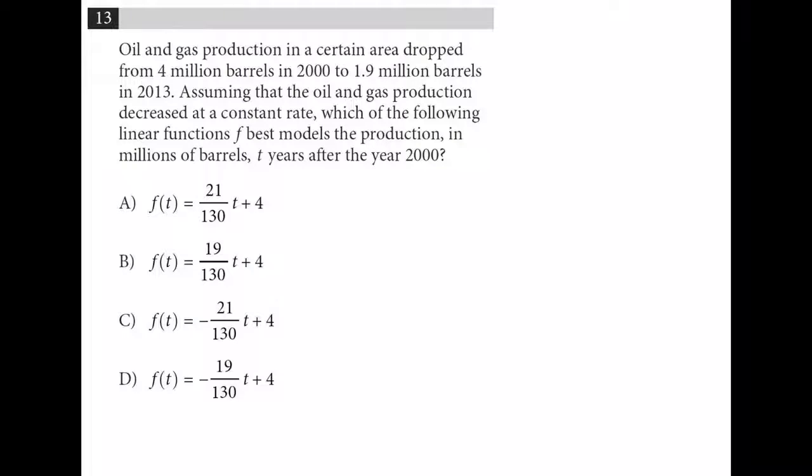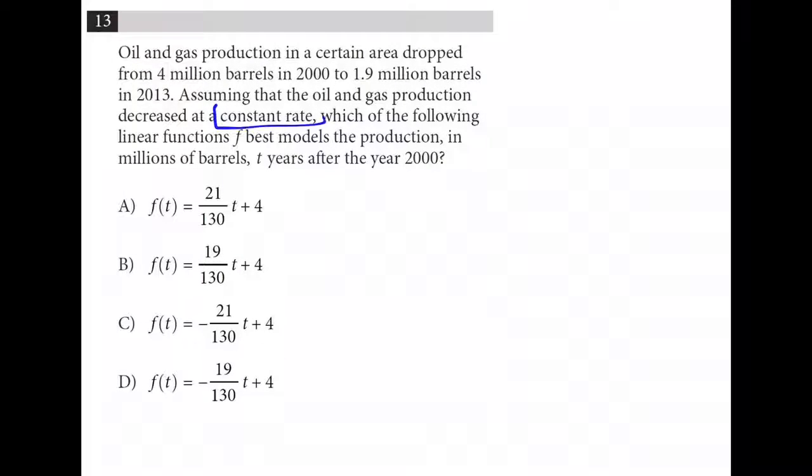Number 13. Oil and gas production in a certain area dropped from 4 million barrels in 2000 to 1.9 million barrels in 2013. Assuming that the oil and gas production decreased at a constant rate, which of the following linear functions f best models the production in millions of barrels t years after the year 2000? The words constant rate tell us that this is a linear model.